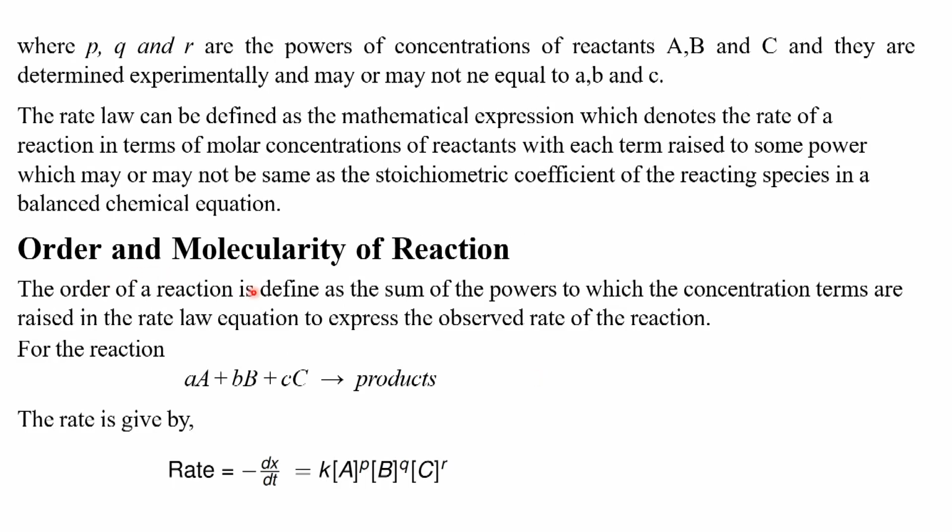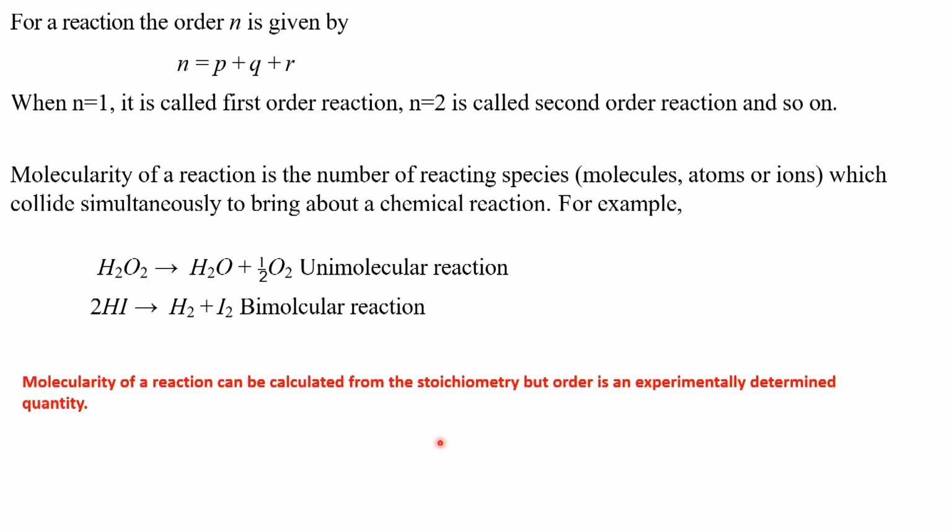Then we discuss order and molecularity of a reaction. The order of a reaction is defined as the sum of the powers to which the concentration terms are raised in the rate law equation to express the observed rate of reaction. So for the above reaction, A plus B plus C gives products, the rate is given by minus dx by dt equals k times concentration of A to the p times concentration of B to the q and concentration of C to the r. So for the reaction, the order, if we say the order is n, is p plus q plus r.